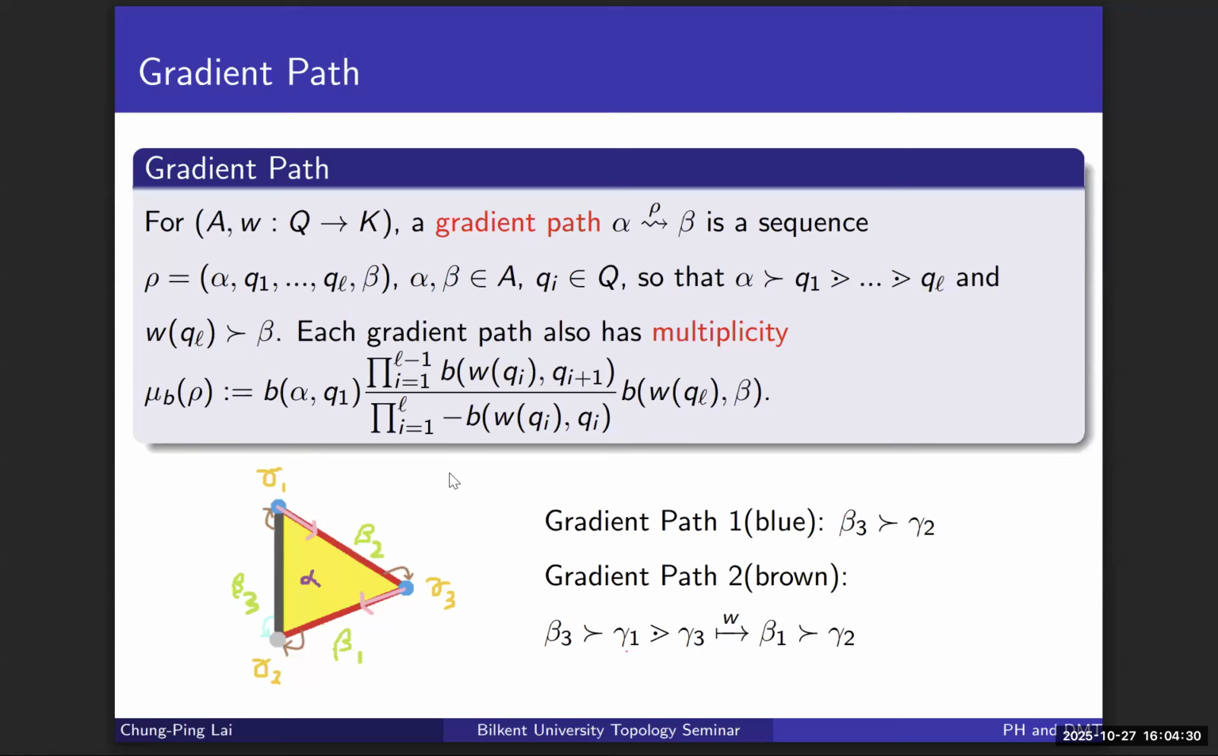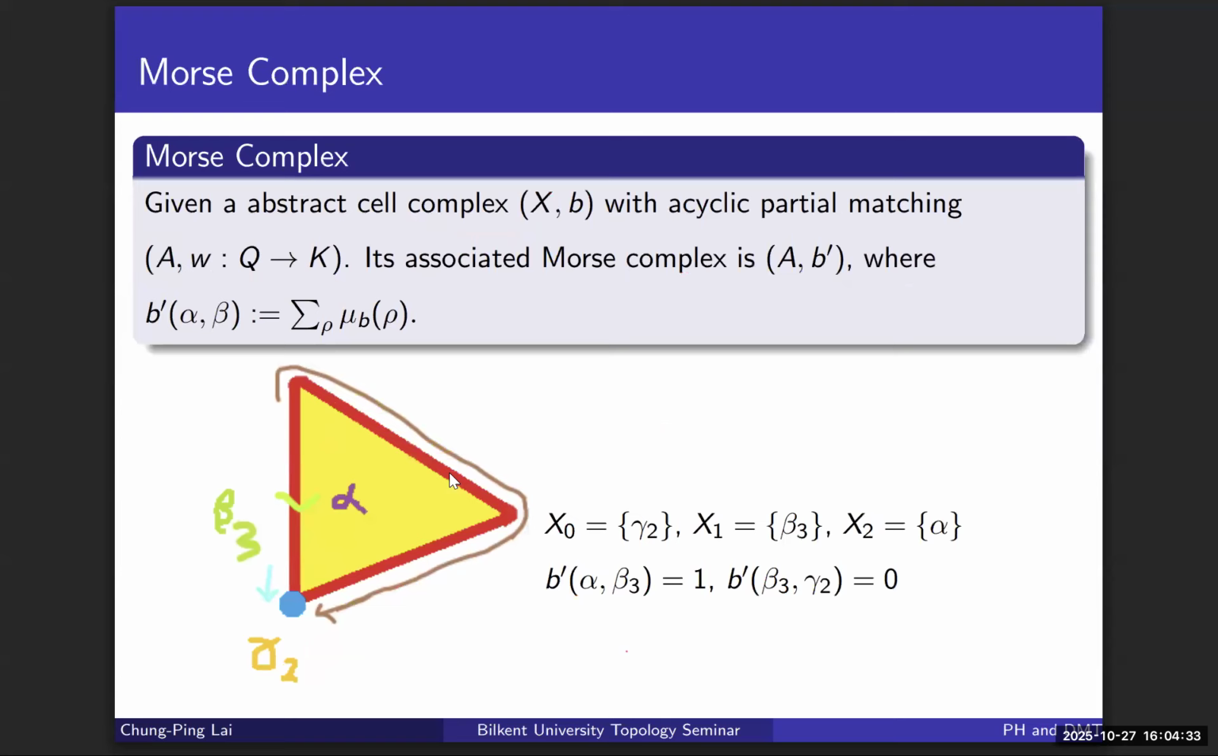And a Morse complex is the complex you get when you do this reduction. The way you do it is you stretch your edges, in the previous case beta 3, all the way along the different gradient paths, and then we get a Morse complex, which has the same homology as the original complex, but with a lot fewer cells.